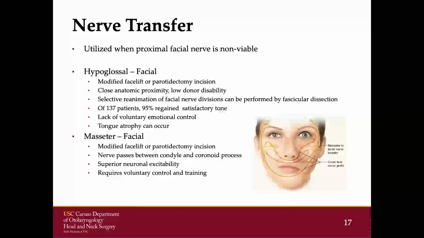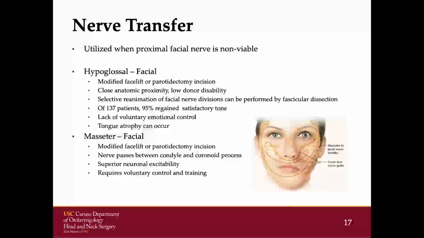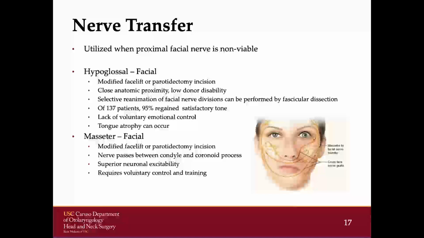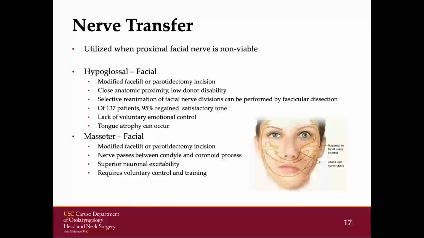And the hypoglossal facial transfer is useful because of the close anatomic proximity of the two nerves. And generally, the results are quite good. The largest series has 137 patients, and 95% of them regain satisfactory tone to the affected side of their face. The problems, though, are that there's a lack of voluntary emotional control, and also tongue atrophy can occur for some patients.